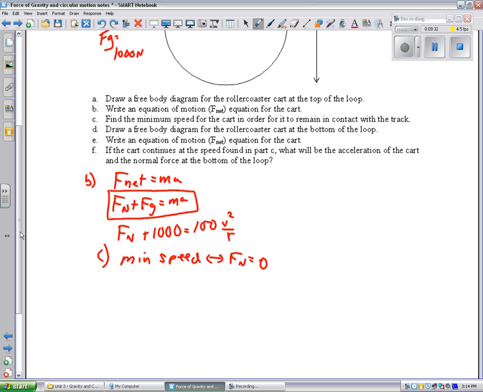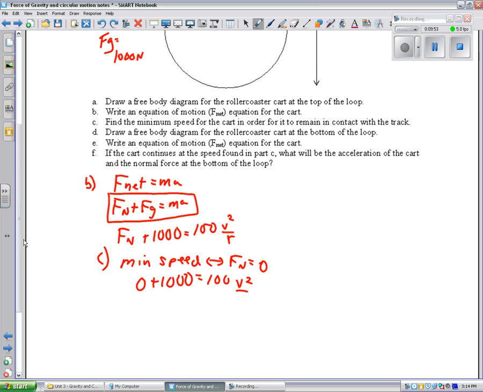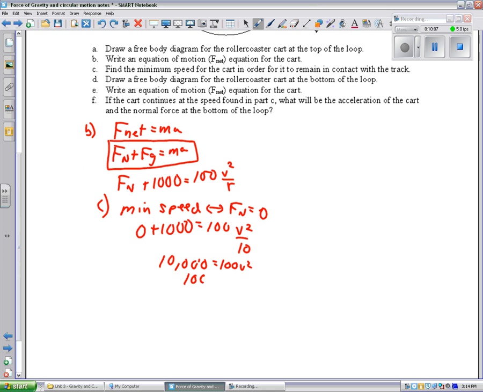So going back to our equation here, we're going to get 0 plus 1,000 equals 100. We're looking for v, and the radius of this thing, if I go back up to the picture, the whole height was 20, so the radius would be half of that, or 10. So over 10. Now if I cross multiply, I get 10,000 equals 100 v squared. Divide by 100, and that gives me 100 equals v squared, and then v is going to be 10 meters per second. So as long as we go 10 or faster, we're going to be safe and stay on the track. If we go slower than that, it's going to fall off the track.